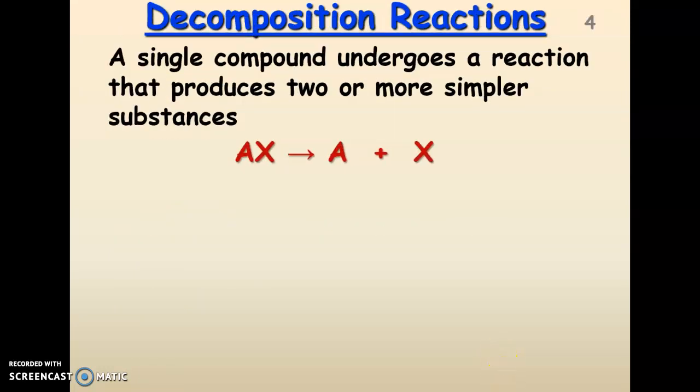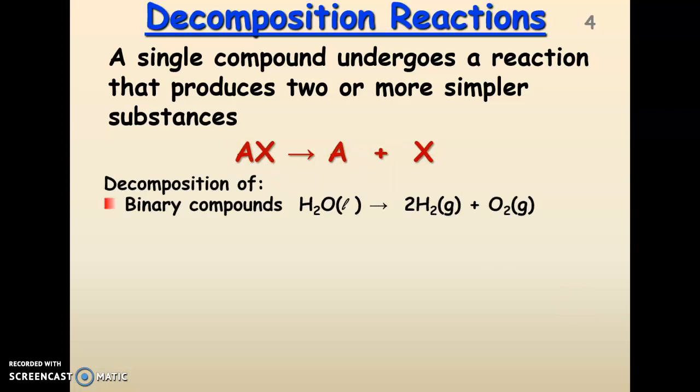Right, decomposition reactions are basically the opposite of synthesis reactions. So in a decomposition, a single compound breaks down or makes two or more simpler substances. So the general form here, AX equals A plus X. And here's some examples of that. So a binary compound, that's a compound with only two elements, breaks down and makes those two elements.